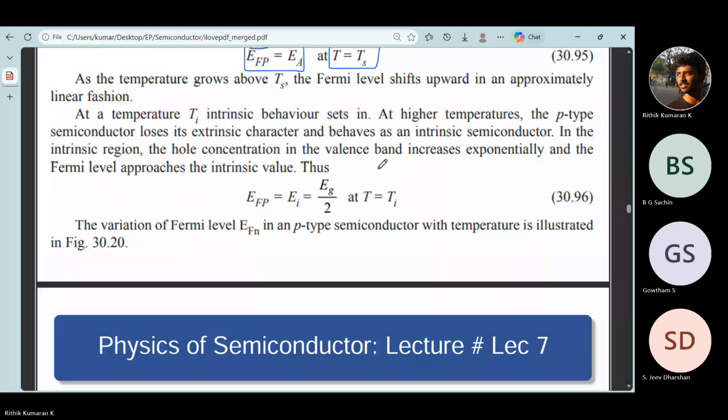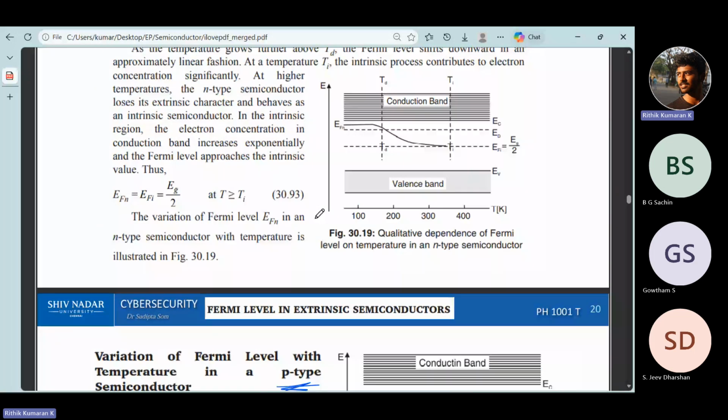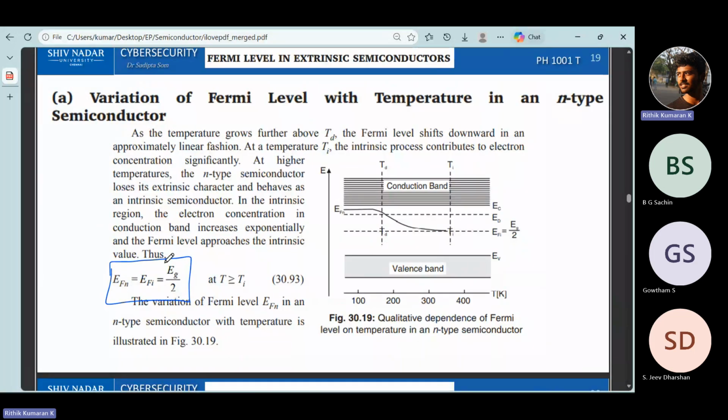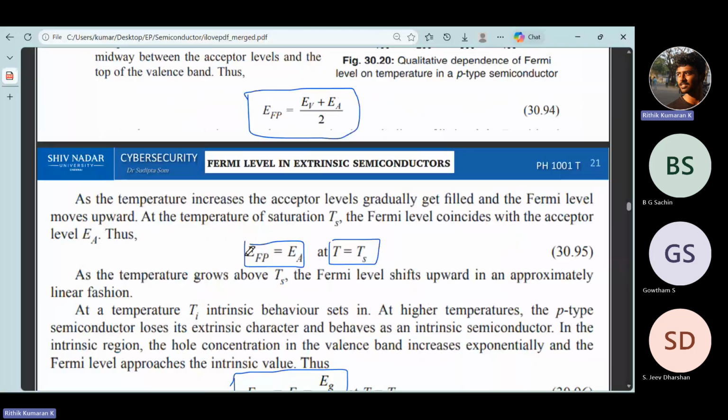And if you increase the temperature exponentially high, obviously the valence band will also lose electrons, right? In that case, the Fermi level will move to half of the band gap. Same as N. We have seen that as the temperature increases very high, the Fermi level will go to half of the band gap. So this is the whole theory.